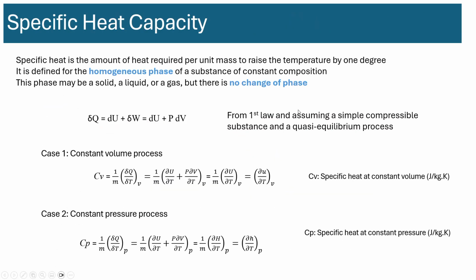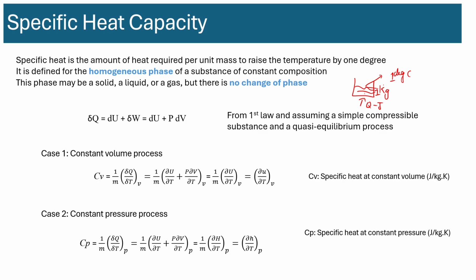now let's look at specific heat capacity. Specific heat is the amount of heat required per unit mass to raise the temperature by 1 degree. Okay, so imagine I have 1 kilogram of water. How much Q, or how many joules, need to be added to water directly? Assume there is no loss, right? To raise the temperature by 1 degree C. Okay, that's what specific heat is.